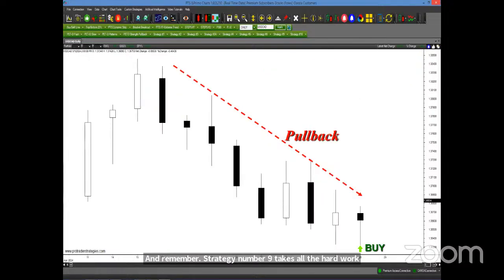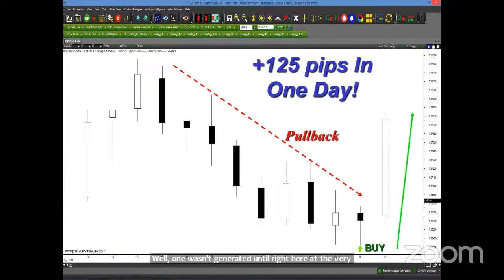Now, if you trade currency pairs, here's a phase 2 pullback of the Canadian dollar. These are daily charts, okay? So during this entire time, you could have been clicking on strategy number 9 to see where a buy signal was. Well, one wasn't generated until right here at the very bottom. And look what happened. In one day, you could have potentially captured 125 pips. That's over $1,000 per unit.